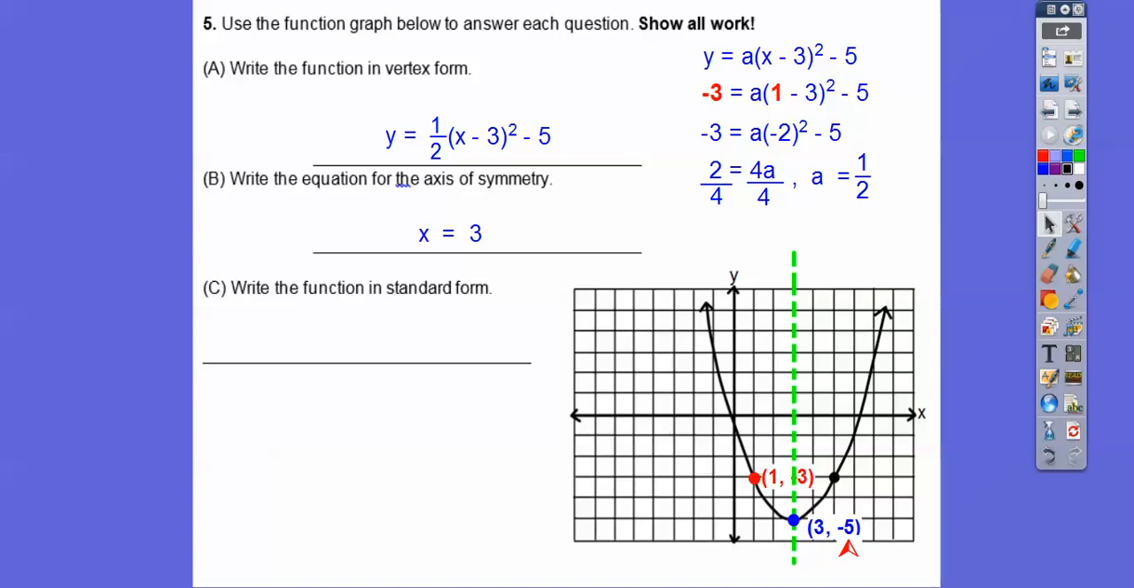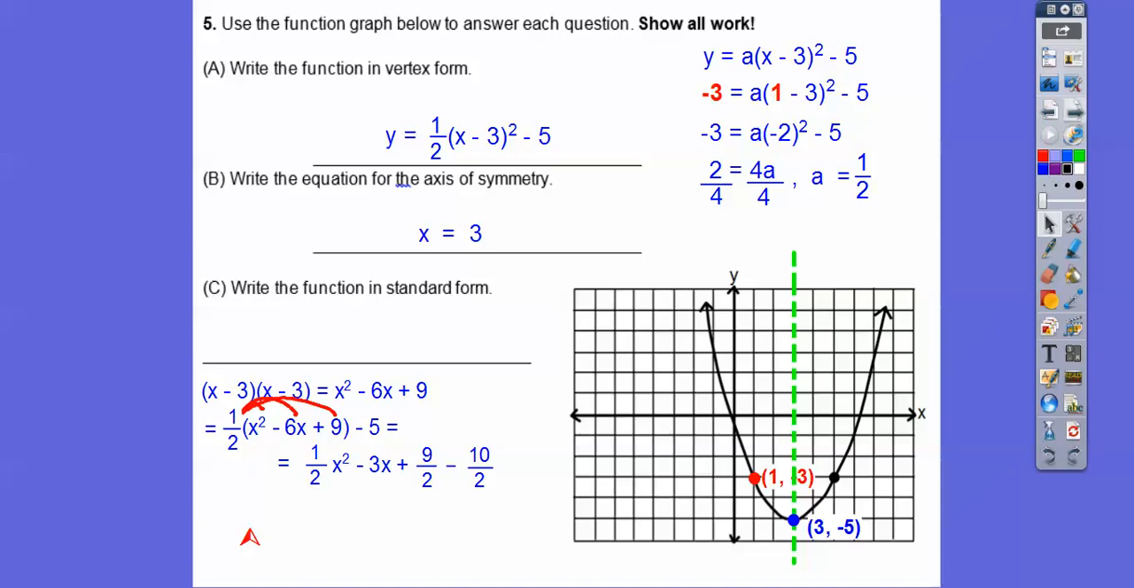I'd say y equals -5. Okay, so to put it in standard form, I first got to FOIL out x minus 3 times x minus 3. That gets me x squared minus 6x plus 9. And then I'm going to put the 1/2 through. So remember, you got the 1/2 right here.